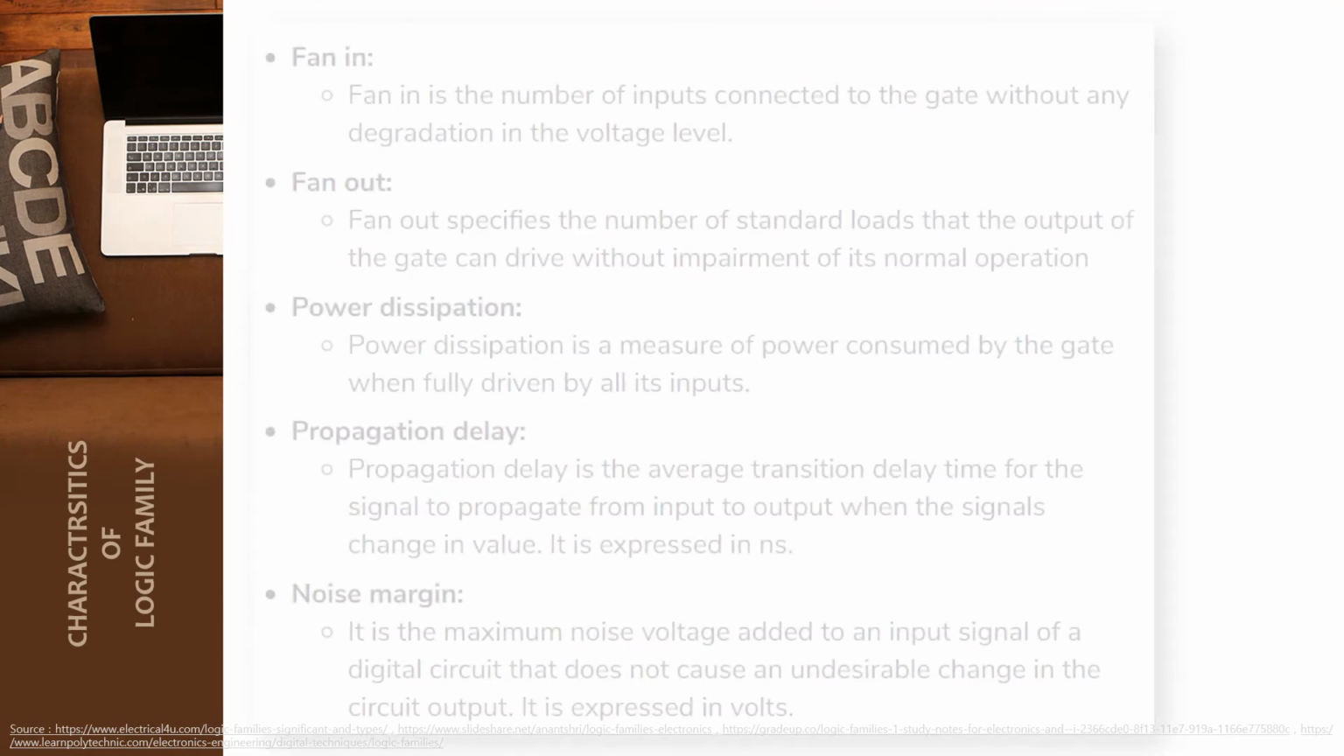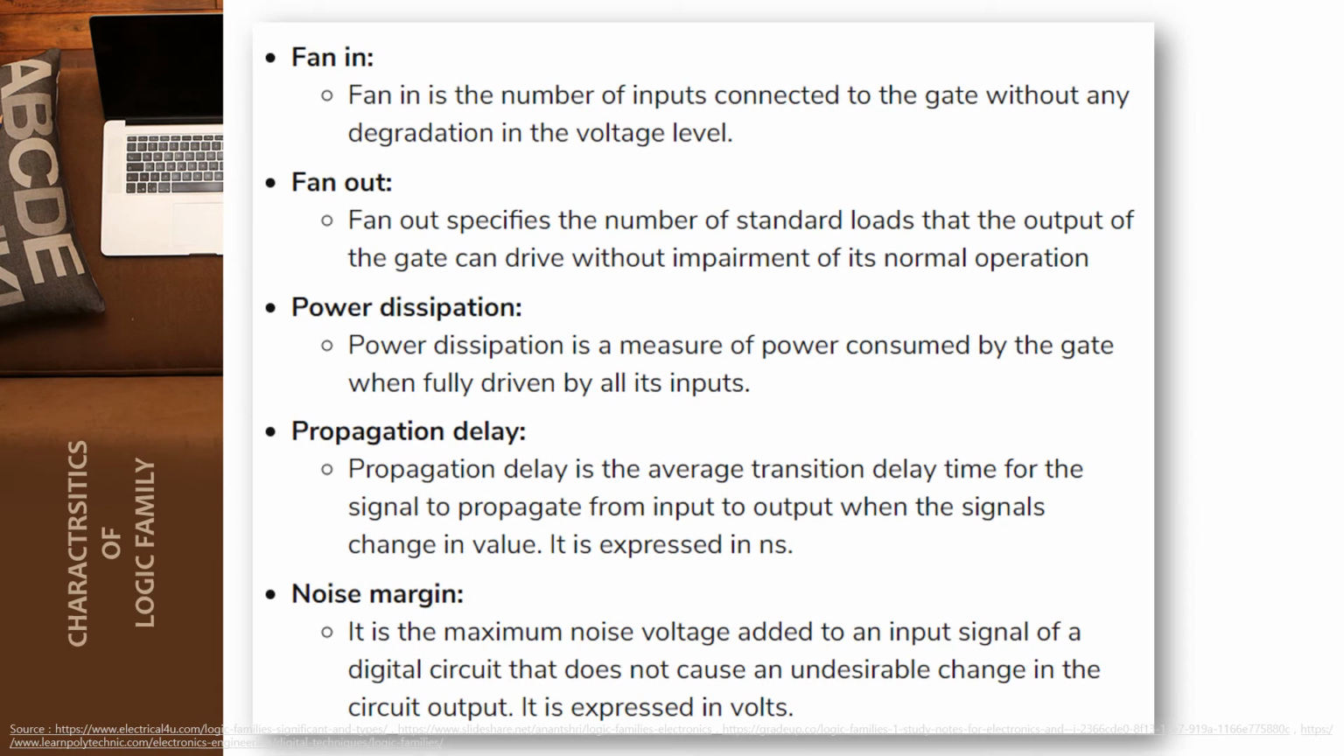Now let's understand the meaning of all these characteristics of logic family. As we know, there are five characteristics: fan in, fan out, power dissipation, propagation delay, and noise margin. Let's start with fan in. Fan in is the number of inputs connected to the gate without any degradation in the voltage level. Just see the image on the right side. There is a small image of the fan in.